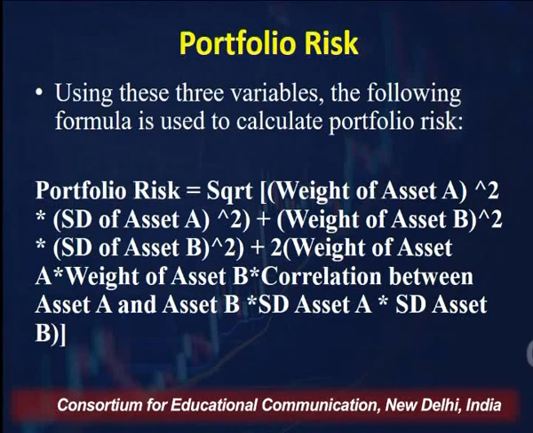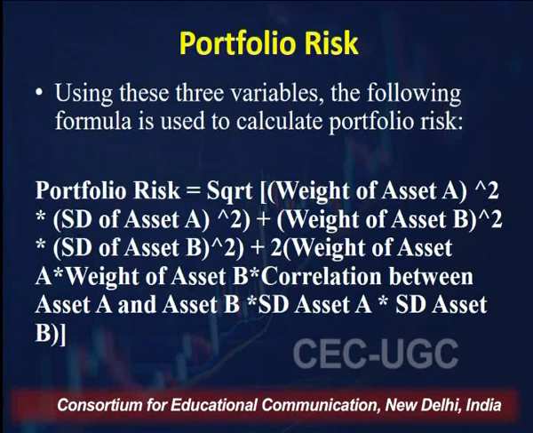As you can see on the screen, the portfolio risk is actually the square root. That means we are again calculating the standard deviation when we say the square root of the weight of asset A raised to the power 2 multiplied by the standard deviation of asset A raised to the power 2, plus, similarly, as many assets as we have, the weight of asset B raised to the power 2 multiplied by the standard deviation of asset B raised to the power 2, and so on and so forth. So we are doing a summation of the weighted squares of the assets with their standard deviations, and when you do a summation of it, you take the square root of this entire value, and what you get is your portfolio risk.